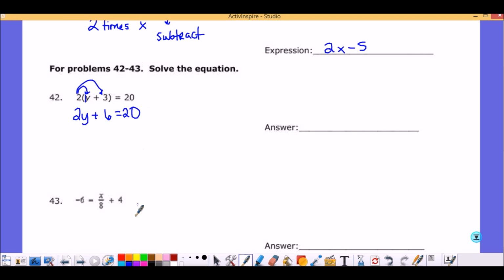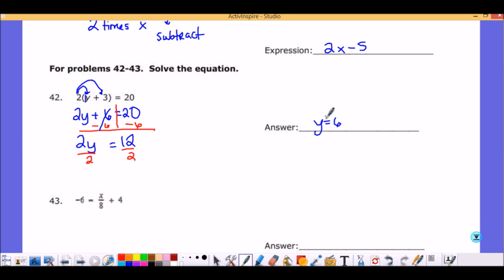All right, tell me what two numbers don't have y's. That's right, 6 and 20. So now I'm going to subtract 6 from both sides. So now I have 2y equals 12. And now what do I do to solve for y? That's right, I'm going to divide both sides by 2. So my answer is y equals 6.